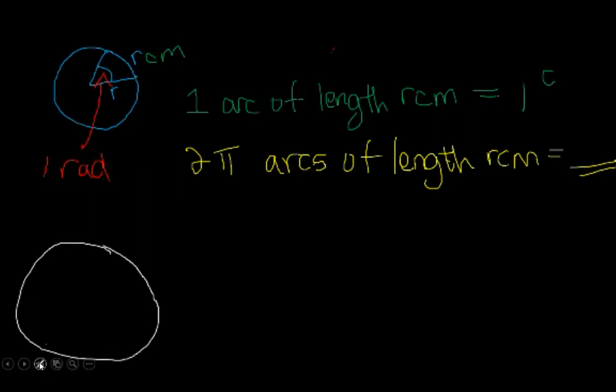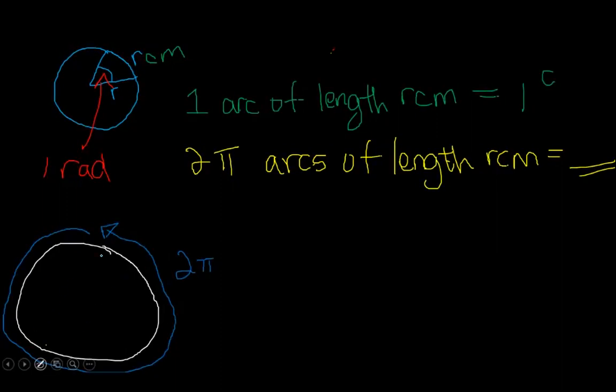This is my circle. Circumference. We said this whole circumference would be made up of 2 pi arcs of length r. What does that mean? You see this length r, I could fit it 2 pi times in a full circle. A full circle is 360 degrees.